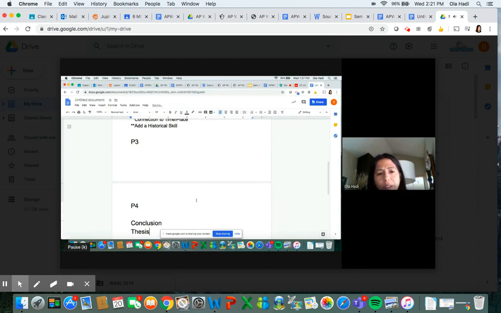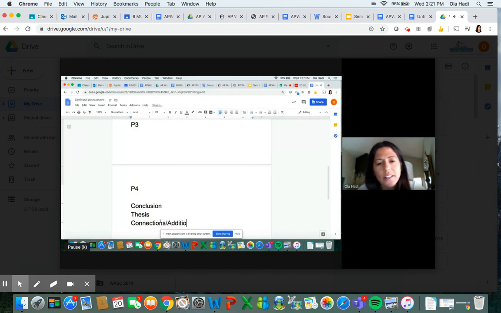You don't need to group again, but put your thesis again, and then make any connections to any other times or places, or do any kind of additional thinking skills, or why it's significant, why it's important for the next time period, which could be a really good place to do, again, historical context, because context is not just what potentially happened before the time period, but during the time period and after. Okay, so I hope that helps.